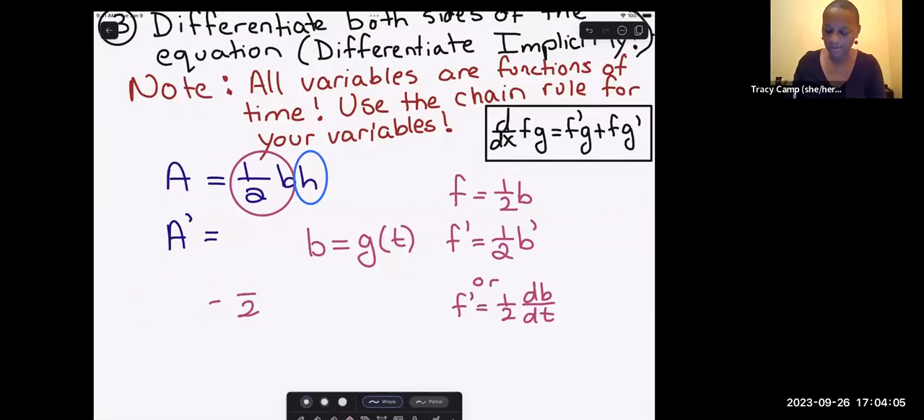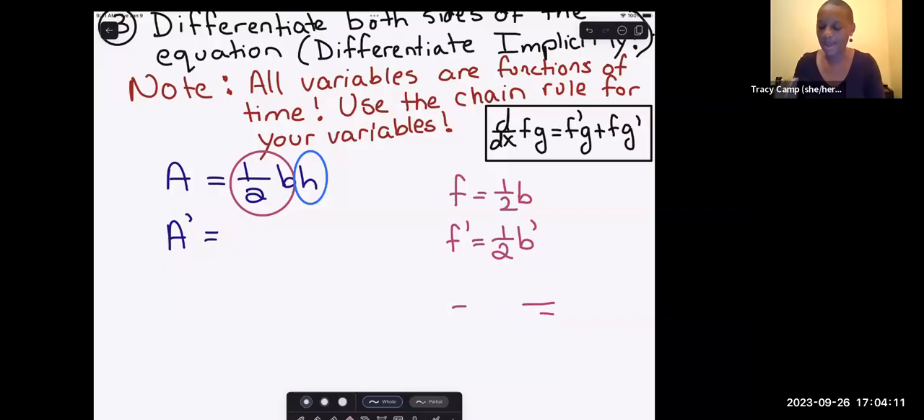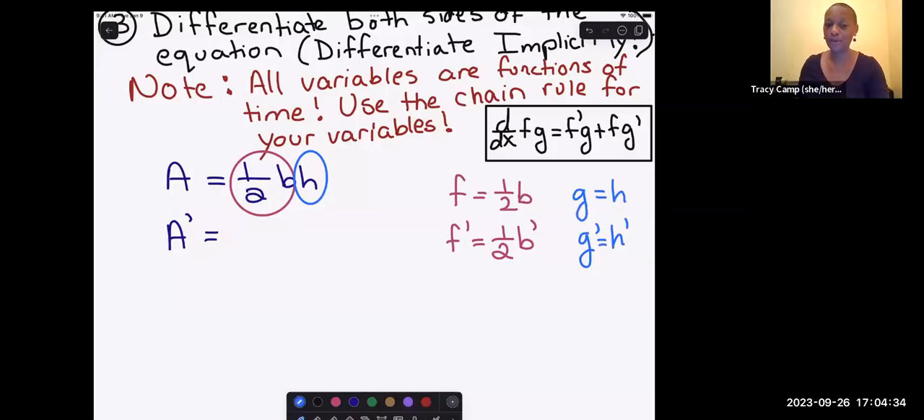So if I think of my F in the product rule as the 1/2 B, then my F prime will be 1/2 B prime. And if I think of my G in the product rule as my H, then my G prime will be H prime. So given all of that, I'm now going to apply the product rule. The product rule says first you take your F prime, which is 1/2 B prime. I'm going to give myself some more room.